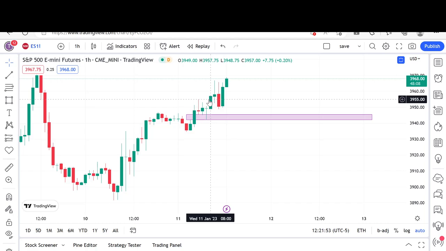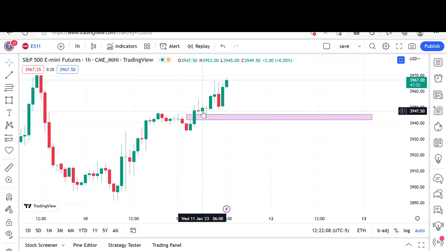Because remember, what is this? It's also a draw on liquidity before it tapped into it. So pretend this didn't happen right here. Say that move right there did not happen and price came up. This closed right here, so we have a fair value gap closed. You could have looked for an opportunity to short down into that draw on liquidity.